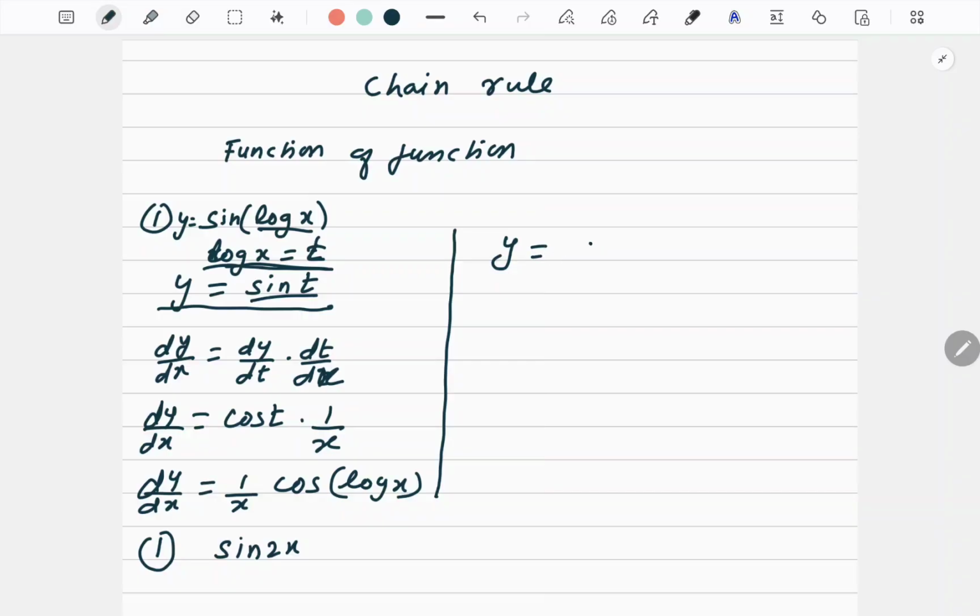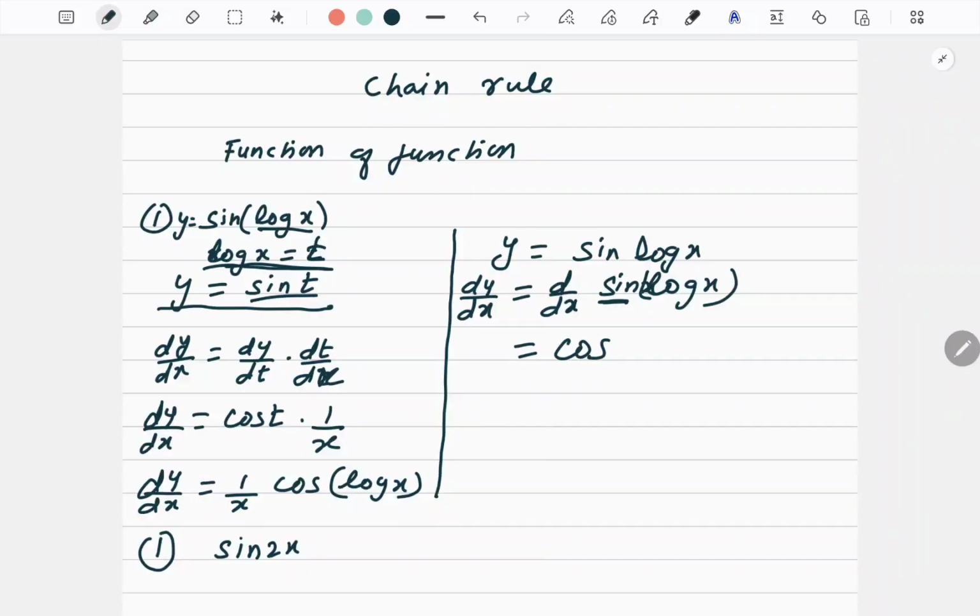Now y is equal to sine of log x. So I will move like a chain. How I will move like a chain? dy by dx is equal to d by dx of sine of log x. So what is happening? This d by dx is hitting this sine. So what is the differentiation of sine? First d by dx is hitting sine. So what is differentiation of sine? Cos. Usually we write cos x. But what is x here? Log x. So I will write log x. So theta value is log x.